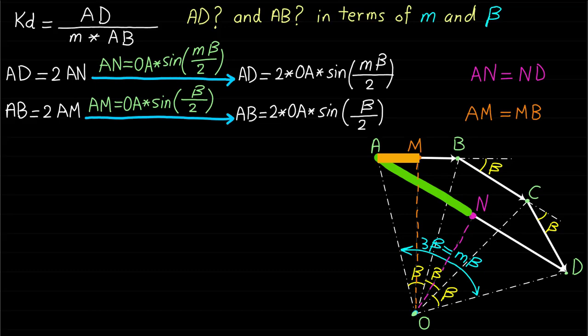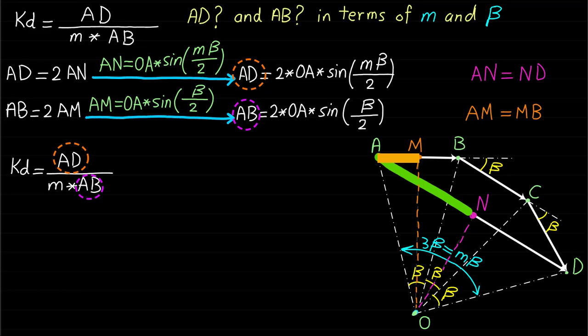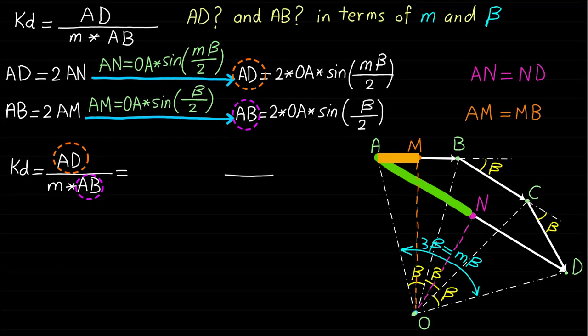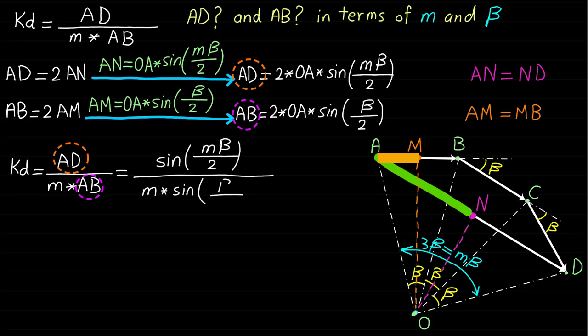Now, since we already identified the magnitudes of phasor AD and phasor AB, the distribution factor Kd can be identified and equals sine M beta over 2, over M sine beta over 2. Note that the value of the distribution factor Kd is always less than 1 in the case of a distributed windings machine. Now pay attention to this important point.